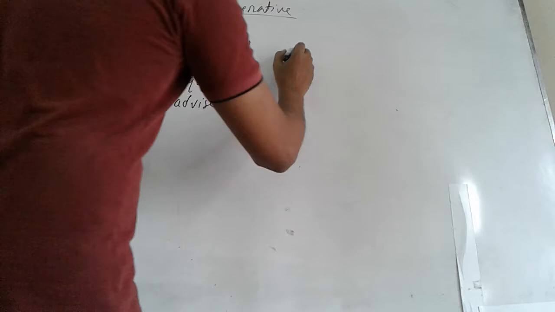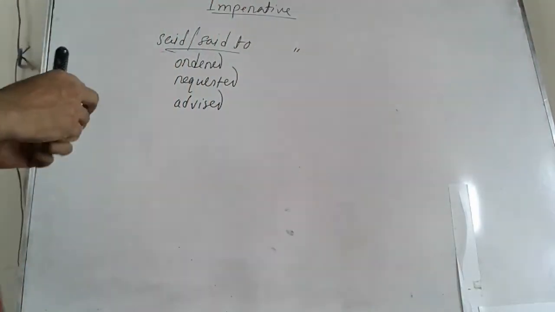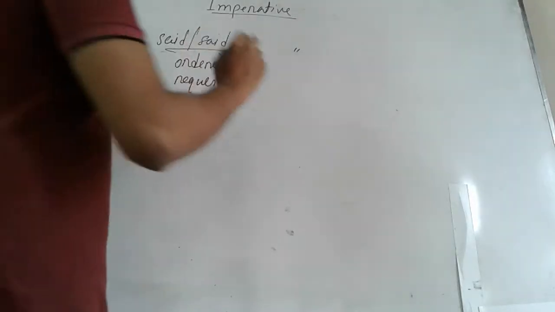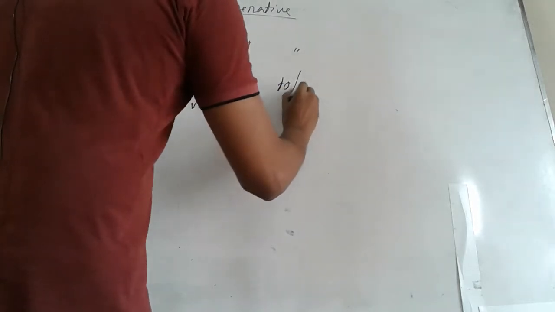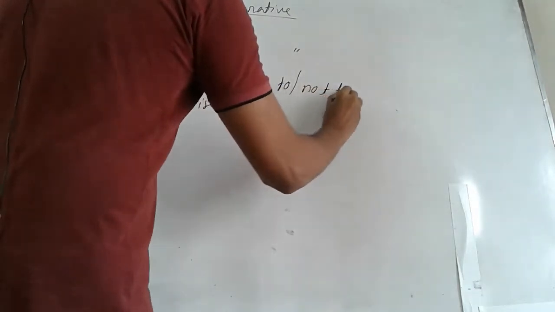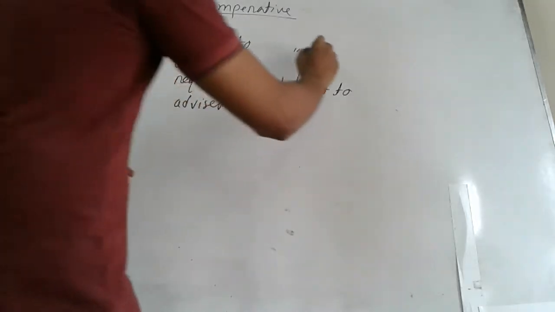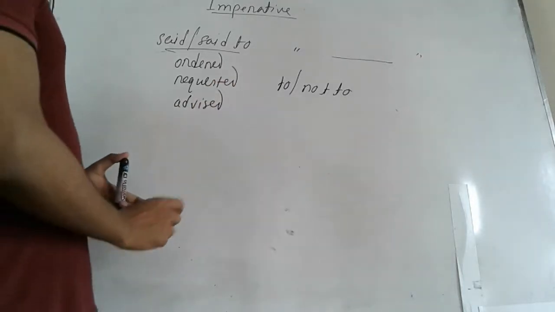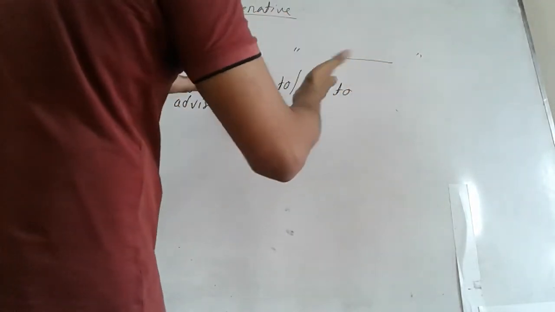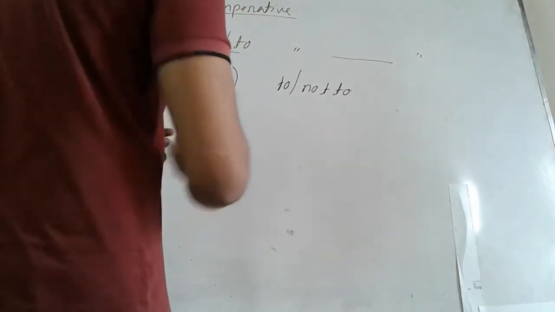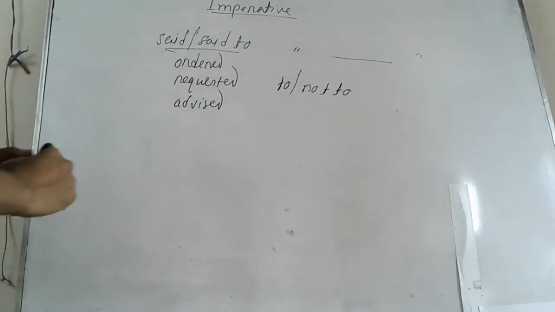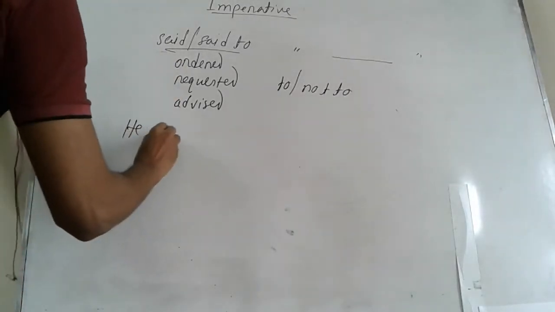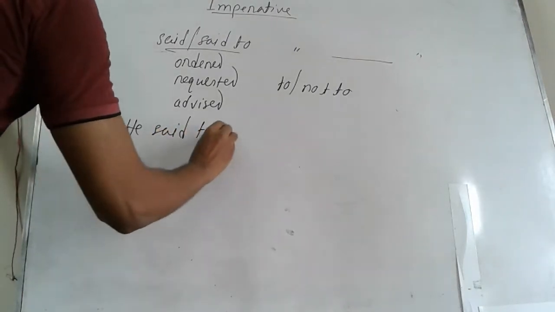Then come to the inverted comma. Here in the place of inverted comma, you can't put that or if or any kind of thing like this. Rather you should put either to or not to. If your imperative sentence is in affirmative form, then you should use to in the place of inverted comma. But if it is in negative form or negative sense, then you should use not to in the place of inverted comma.